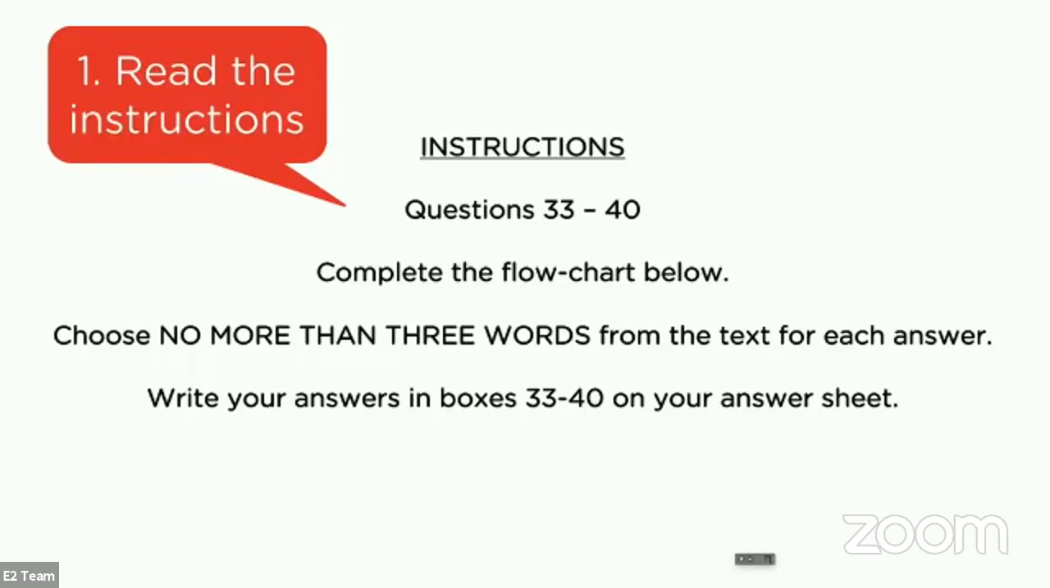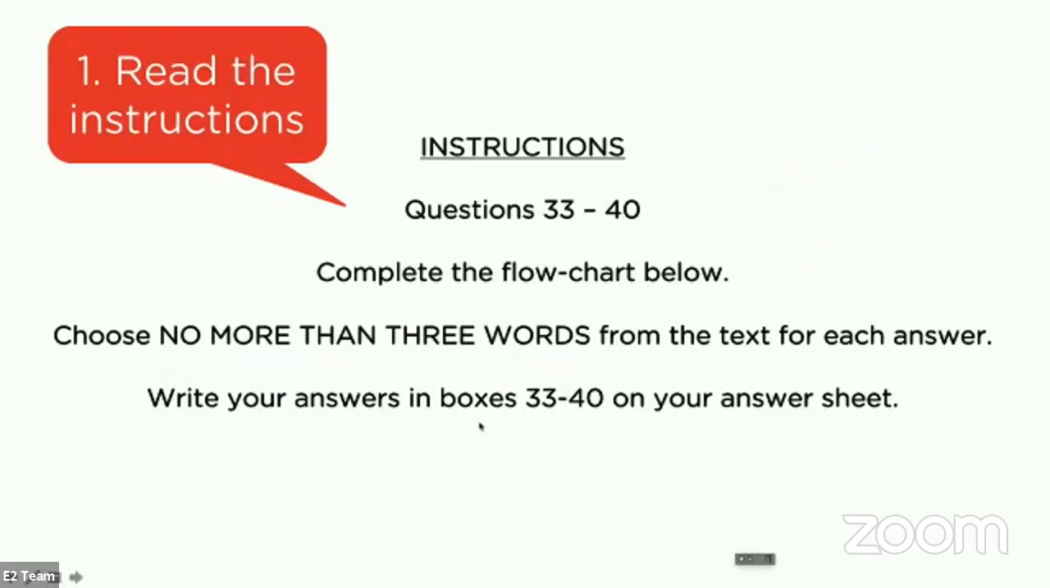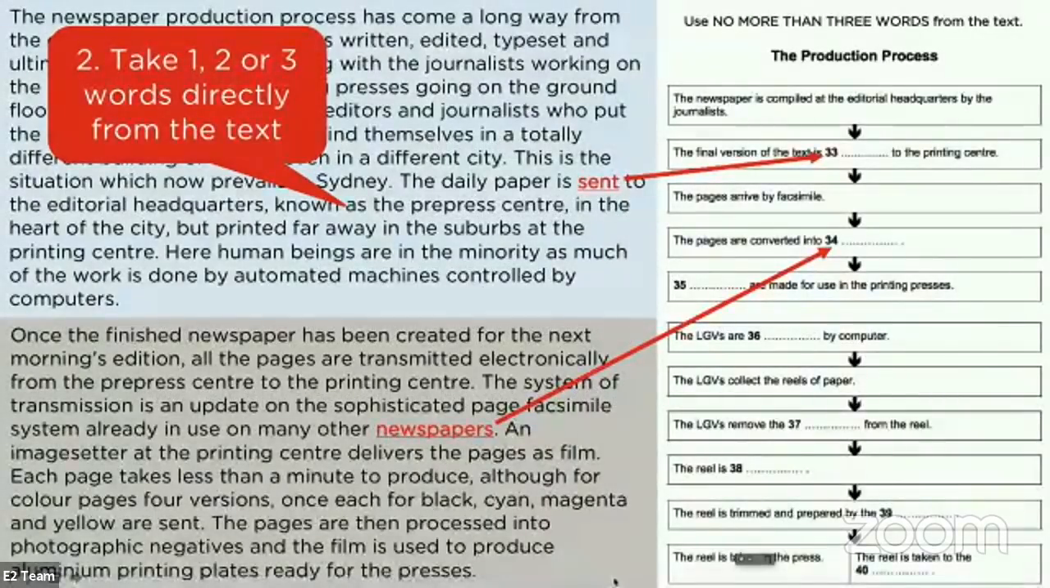Choose no more than 3 words from the text. So this is absolutely critical. No more than 3 words. So you can choose 1 word, you can choose 2 words, you can choose 3 words, but you cannot choose 4, 5, 6, etc. Okay? And no numbers. Doesn't say that. And then you write your answers in the boxes on the answer sheet. Cool bananas, we've read the instructions.